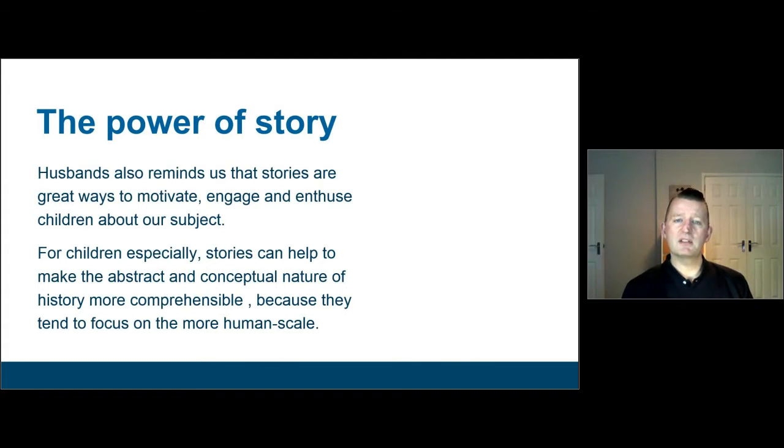Now, he also looks at story and narrative in a separate way, and he says that we need to remember as history teachers that the story of history is often our greatest asset. There is a problem if we only focus on the academic thinking that lies beneath the surface of the discipline of history, because we simply lose the power of a good old-fashioned story. So Husbands says stories are our greatest way to motivate, engage and enthuse children about our subject. And he also points out that for children especially, as opposed to adults, stories can help to make abstract and conceptual history more comprehensible because they tend to focus on a more human scale.